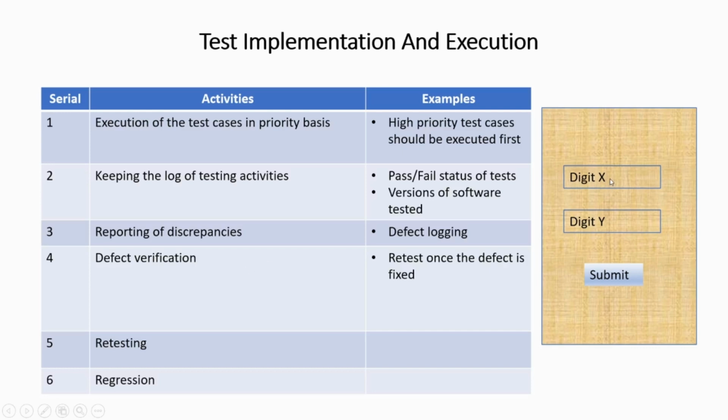So for example, if I am putting 22 in the first digit box and again 22 in the digit y box, and I am getting 80, it's a defect because it's not the expected result. Ideally it should be 22 plus 22, 44. So we have to log the defects, and then we have to do some regression testing, retesting and defect verification also. Defect verification is simple. Once the defect is fixed, it comes back to the tester, who has to verify whether the defect is fixed or not. That's defect verification. Retesting and regression are a bit confusing terms, so we will see more about them in the next slide.